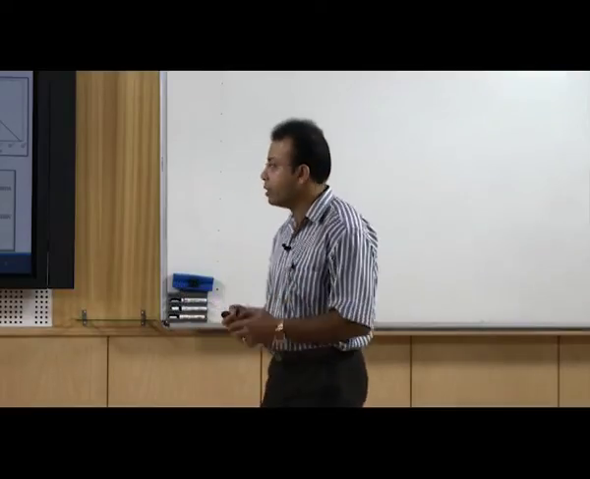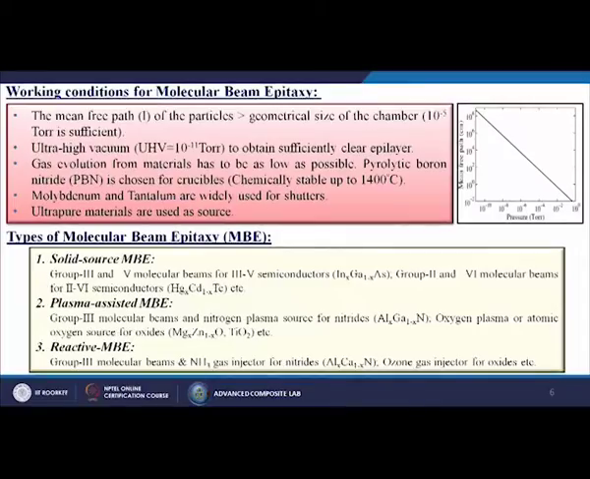Next, ultra high vacuum, generally UHV is equal to 10 to the power minus 11 torr, to obtain a sufficiently clean epilayer. Gas evolution from materials has to be as low as possible. Pyrolytic boron nitride, PBN, is chosen for crucibles, chemically stable up to 1400 degrees centigrade. Molybdenum and tantalum are widely used for shutters. Ultra pure materials are used as sources. So, these all are the working conditions for this particular technique.